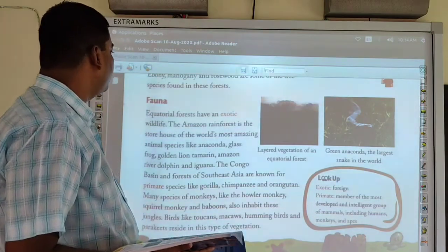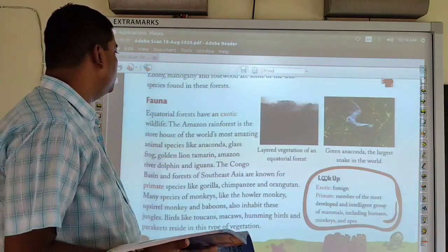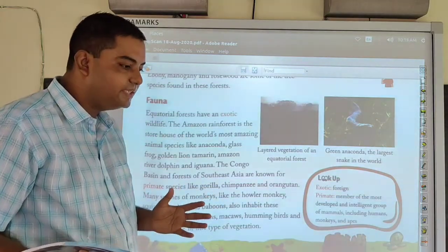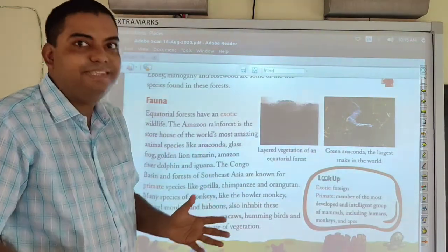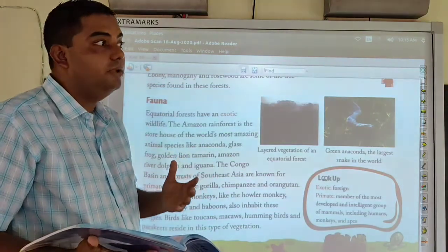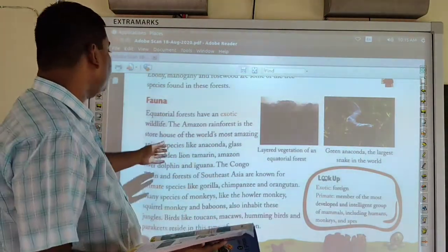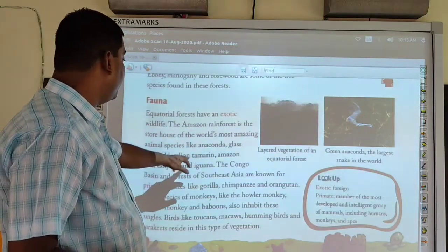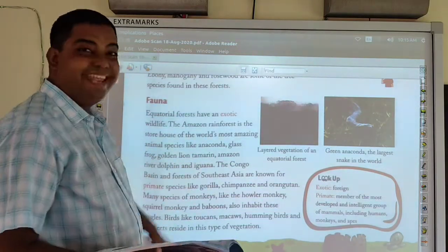The Amazon rainforest is the storehouse of the world's most amazing animal species. It means various types of species are found which are not available at other places, like anaconda, glass frog, golden lion tamarin, Amazon river dolphin, and iguana.